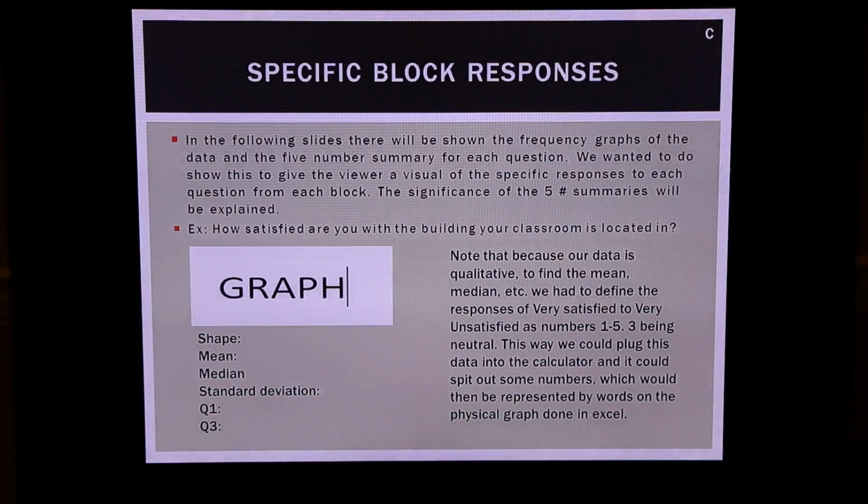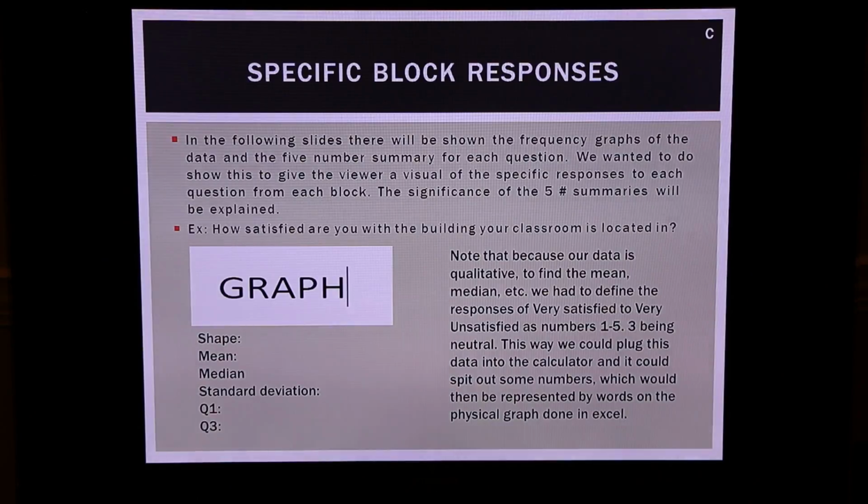In the following 5 slides, there will be frequency graphs of the data and the 5-number summary for each question. We wanted to do this to show the viewer a visual of the specific responses for each question from each block that we defined. The significance of the 5-number summaries will be explained. An example of the coming slides would be, how satisfied are you with the building the classroom is located in? And then we'll show a graph and our 5-number summary, including the shape of the graph.